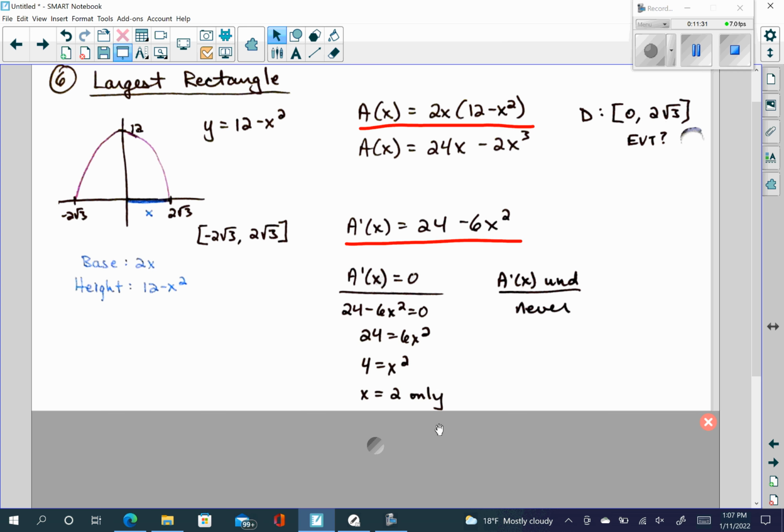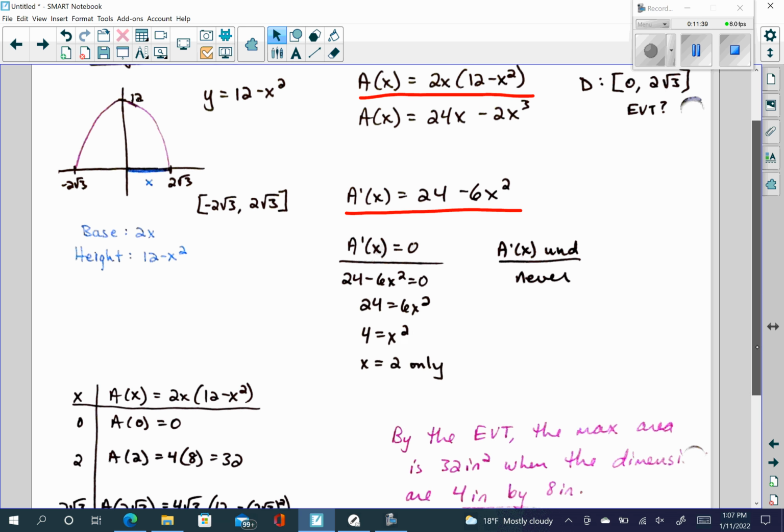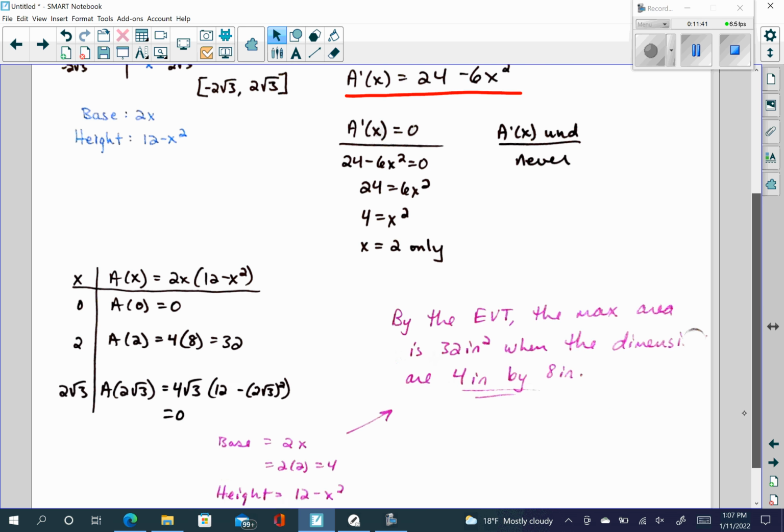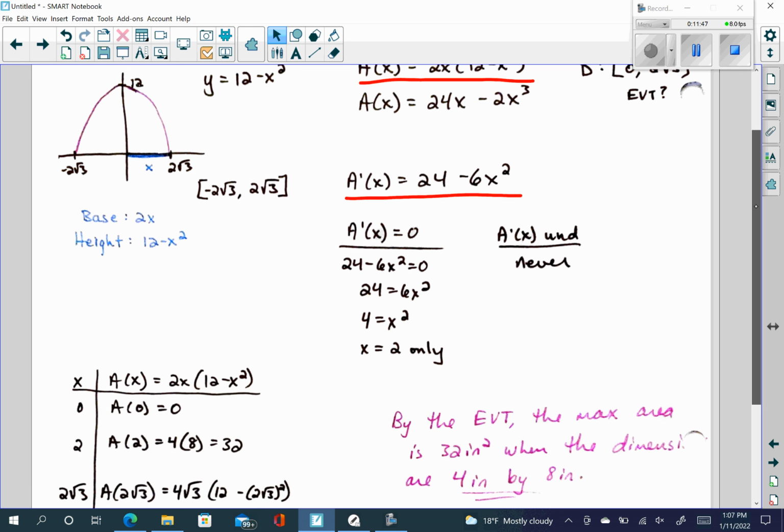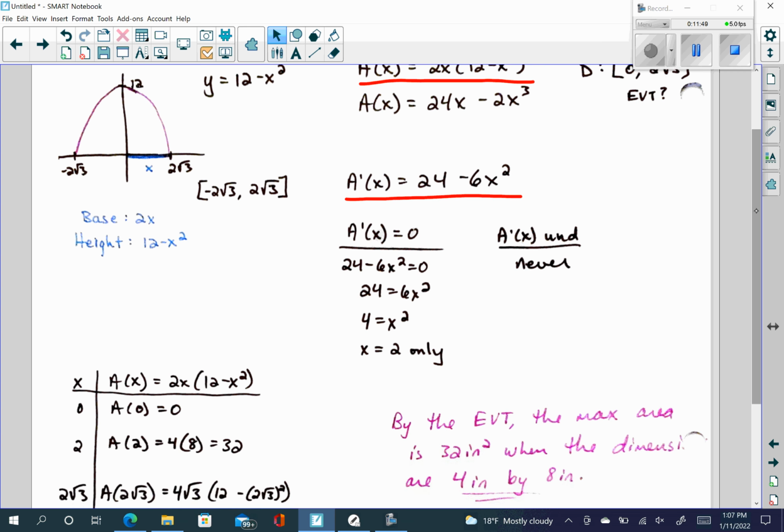So our first derivative is equal to 0 when x is equal to positive 2 only, not a negative, and it's never undefined. So now, because I have a closed interval, we're just going to go from 0 to 2 radical 3. And I got the 2 radical 3s here simply by setting 12 minus x squared equal to 0. I just found the x-intercepts of our parabola here.